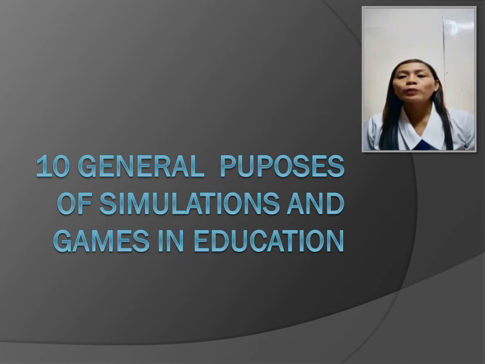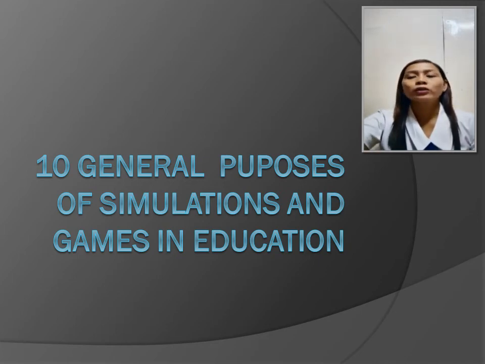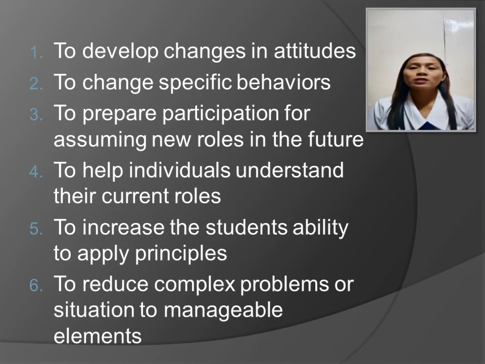There are 10 general purposes of simulations and games in education. First is to develop changes in attitudes. Second is to change specific behaviors. Third is to prepare participants for assuming new roles in the future. Fourth is to help individuals understand their current roles. The fifth is to increase the students' ability to apply principles.